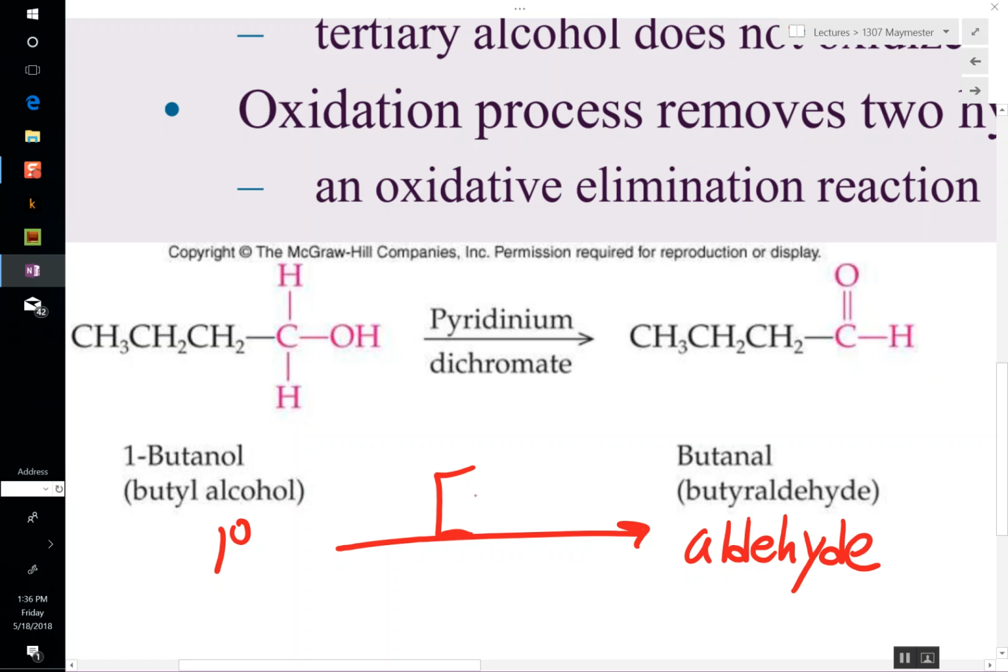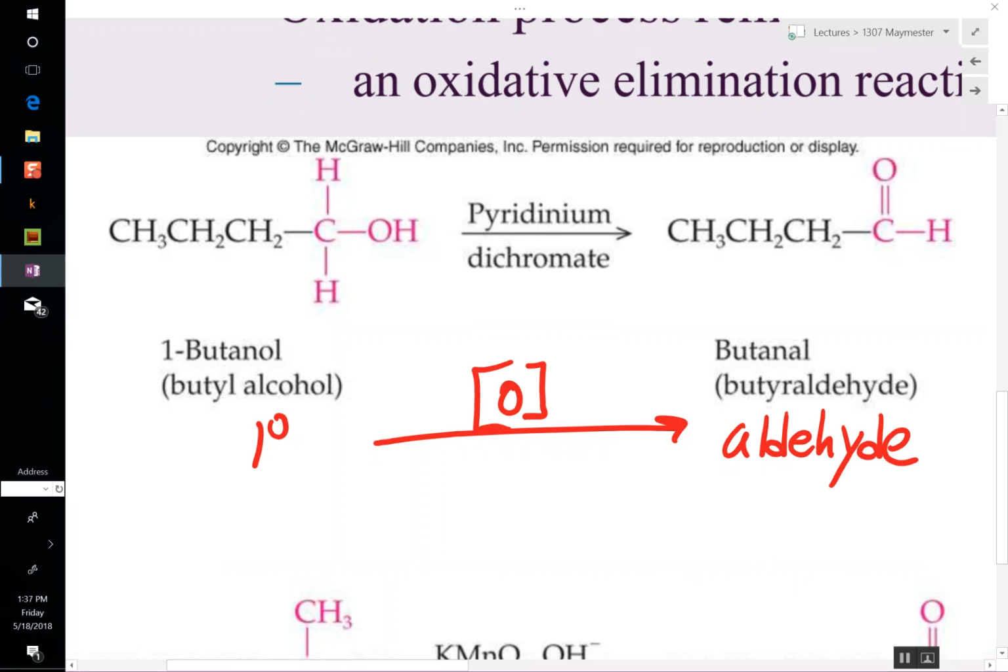And what we're doing here is using an oxidizing agent. Pyridinium dichromate here is the oxidizing agent, which we generally just indicate that way.